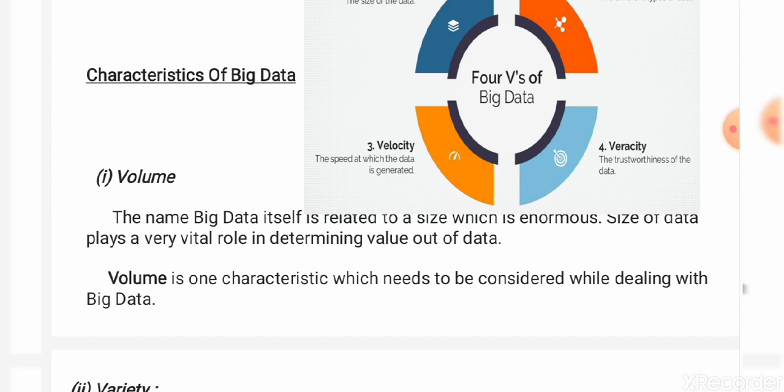The name big data itself is related to a size which is enormous. The size of data plays a vital role in determining the value of data. Volume is one of the characteristics which need to be considered while dealing with big data.